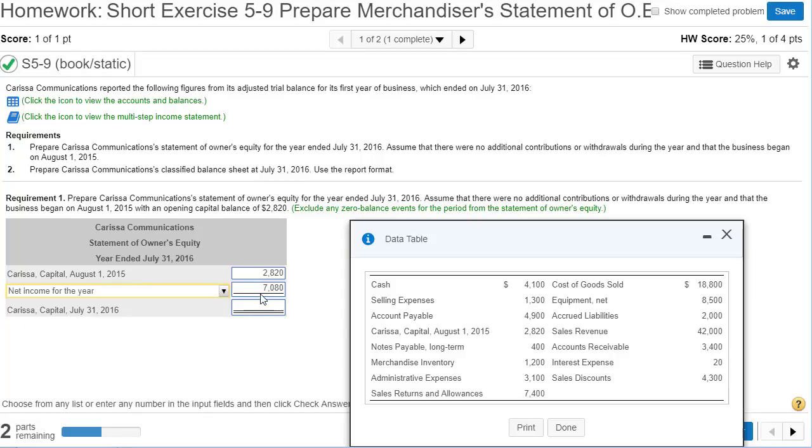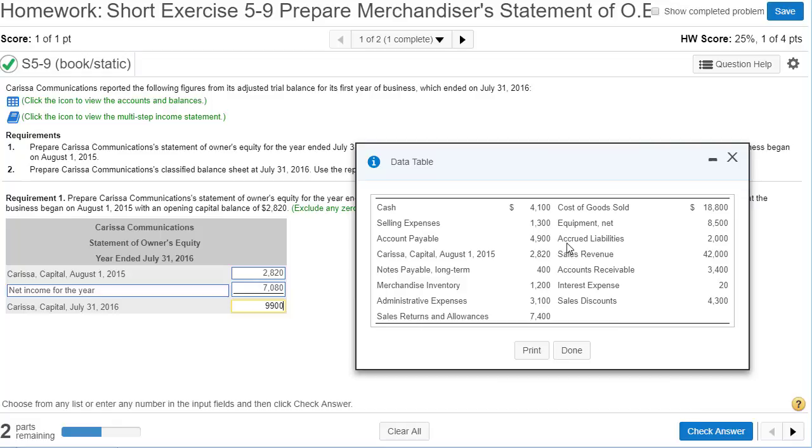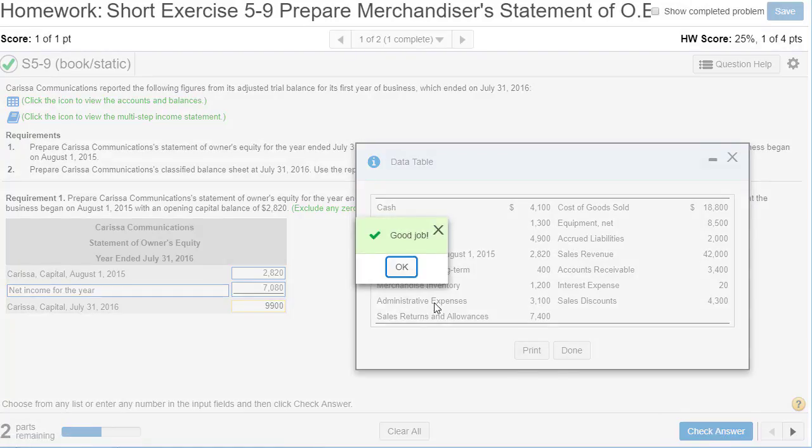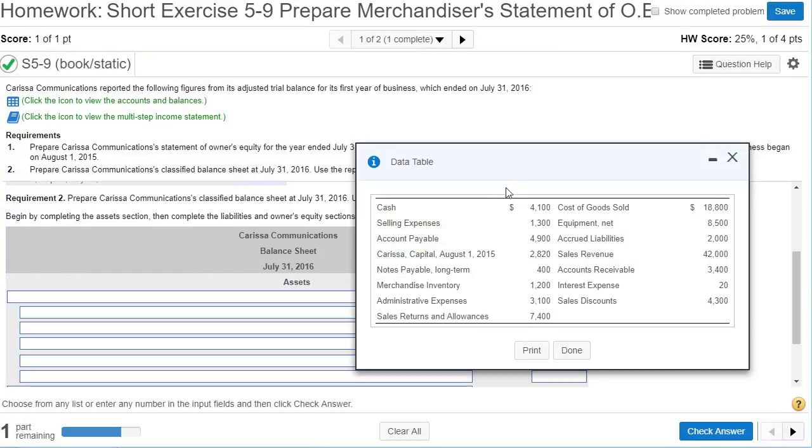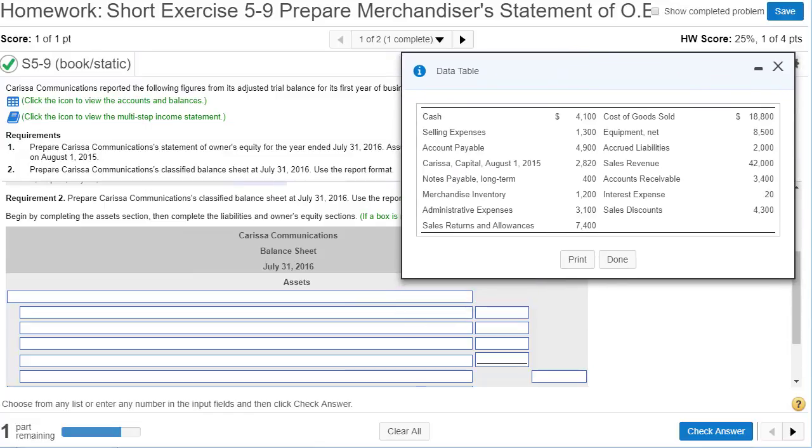And we're going to add this up. We get $9,900 for capital at the end of the period. Check our answer. Good job. Next, we're going to move on to the balance sheet.